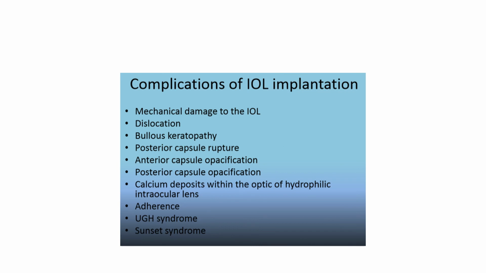Complications of IOL implantation. There can be mechanical damage to the IOL, dislocation of the IOL. It can cause bullous keratopathy, especially with the anterior chamber intraocular lenses or the iris fixated IOL. It can result in posterior capsule rupture. It can cause anterior capsular opacification, posterior capsule opacification. There can be calcium deposits within the optic of the hydrophilic intraocular lenses, adherence, UGH syndrome, and sunset syndrome.